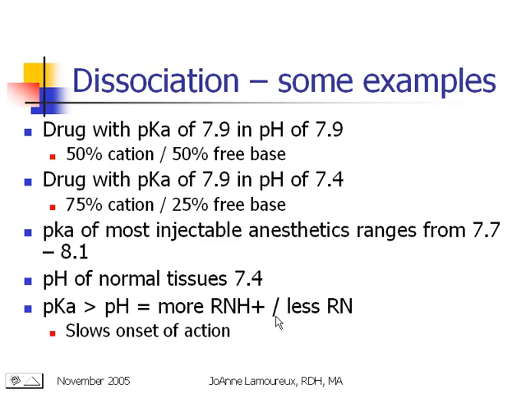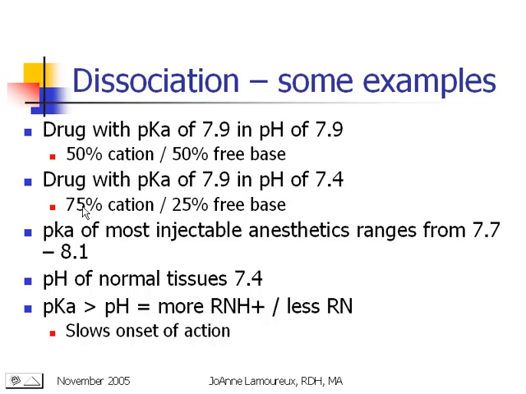Here are some examples of dissociation constants. If you have a drug that has a pKa of 7.9 and you put it in an environment where the pH is also 7.9, that means the pH equals the pKa of the drug, and that's the point at which you will get 50% charged and 50% uncharged molecules. If you take that same drug with a slightly basic pKa and you put it in a pH that is slightly less basic, you'll notice that because in this pH you have more hydrogen ions, you get less free base and more positively charged cations.